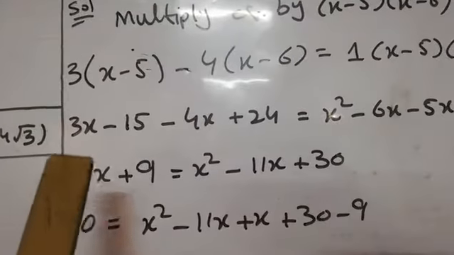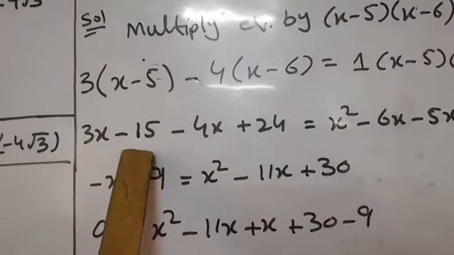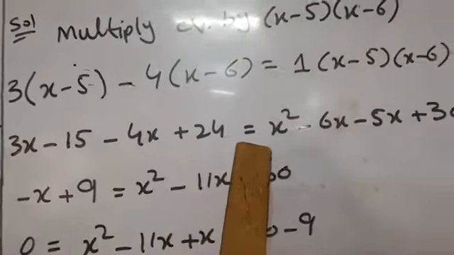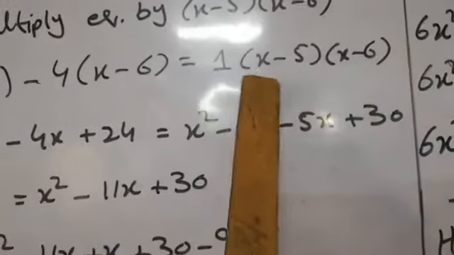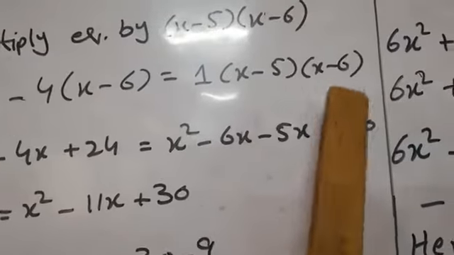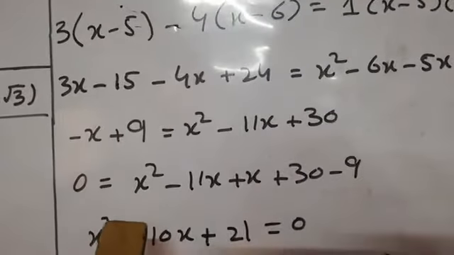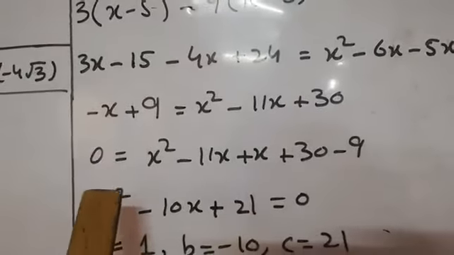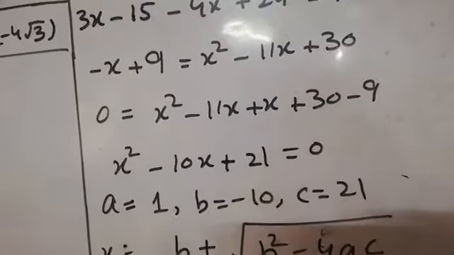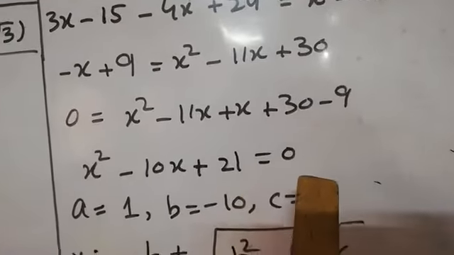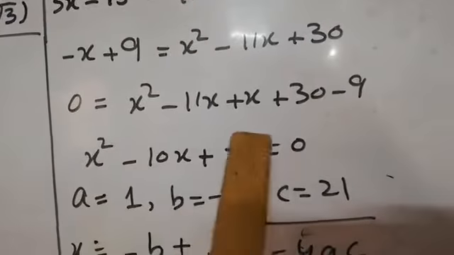After multiplying, 3x minus 3 times 5, 3 5s are 15, minus 4x plus 24 is equal to x square minus 6x minus 5x plus 30. We will combine all the values, and after combining and solving, we will get x square minus 10x plus 21 is equal to 0. Now this is in the standard quadratic form.